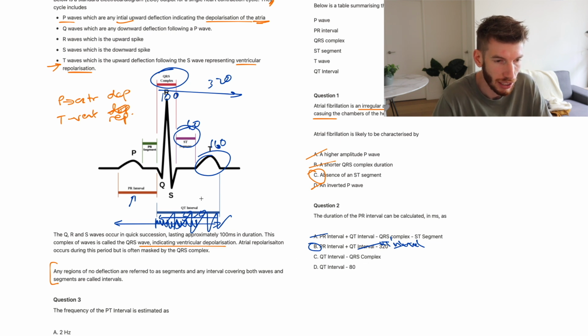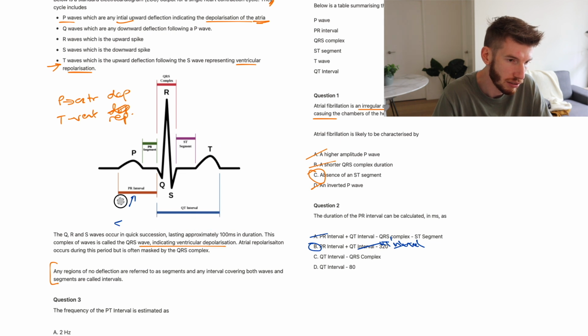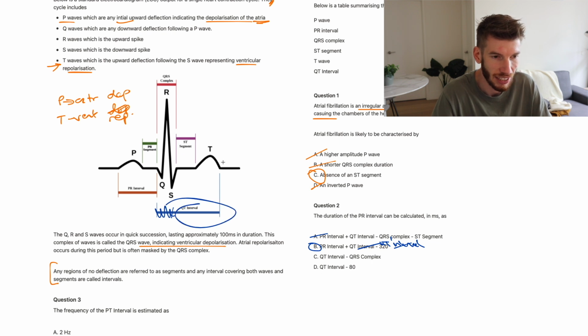QT interval minus QRS is literally not even related to it. So if I get rid of all of this again, it's saying take the QT, the blue section, and then cut out the QRS. And you're actually left with the ST and T wave. So that would not make sense at all for the PR interval. And then the QT interval minus 80. So again, QT, 80 was the P wave, and that's it. There's no other way to make 80. So that would be taking the P wave off of the QT wave, which doesn't make any sense as well. So that one would be wrong.